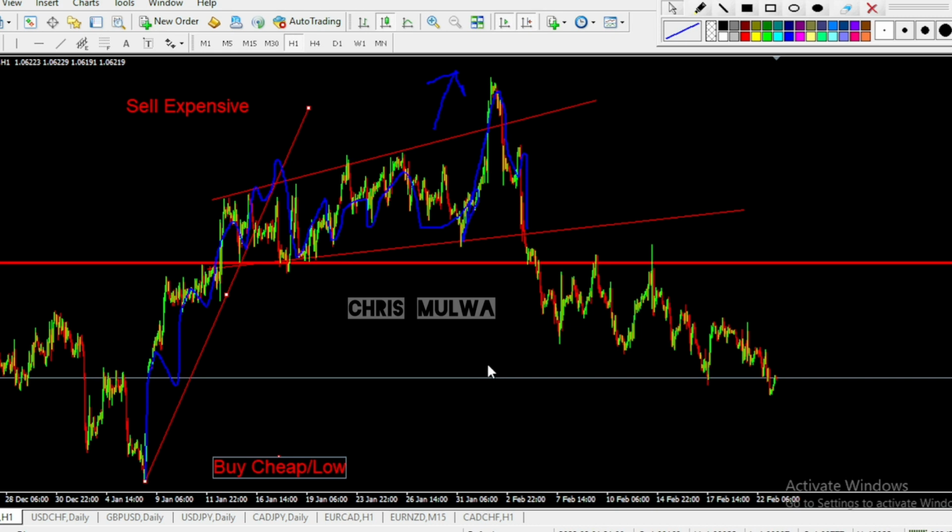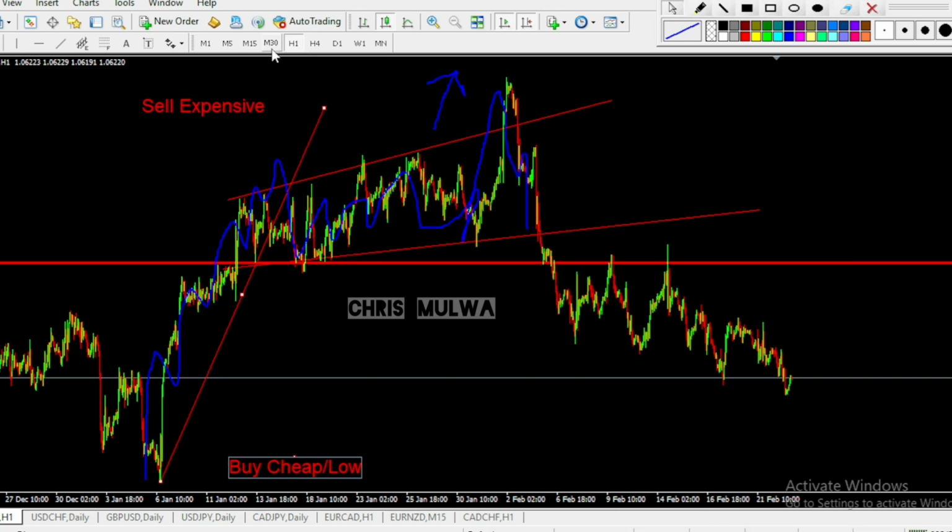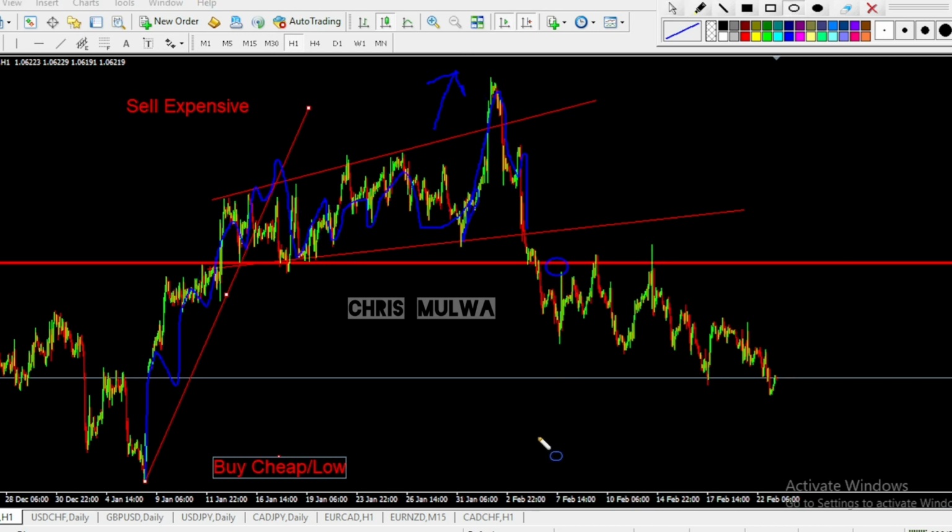So yeah, this one is a zone. We are waiting for the market to drop. So after the market breaks this zone, put your sell position just below.